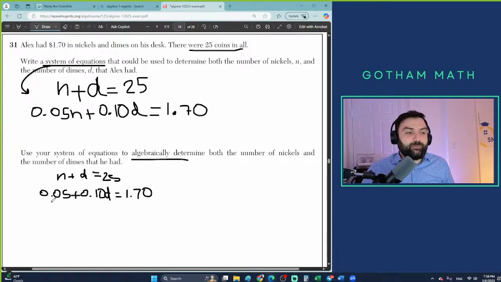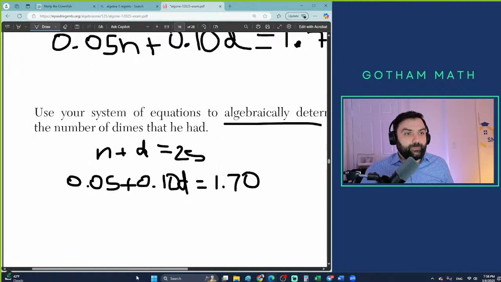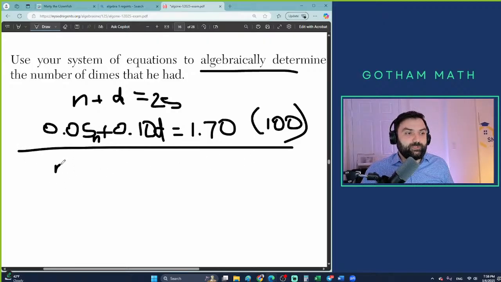The first step, what I would do, is to get rid of the decimals in the second equation. How can I do that? If you noticed, all of them have 2 digits after the decimal point. Let me zoom it in. So if I multiply the bottom equation by 100, all of them will turn into, like, this will turn into 5, this will turn into 10, this will turn into 170. So let's do that. So it's going to be n plus d equals 25, no changes there.